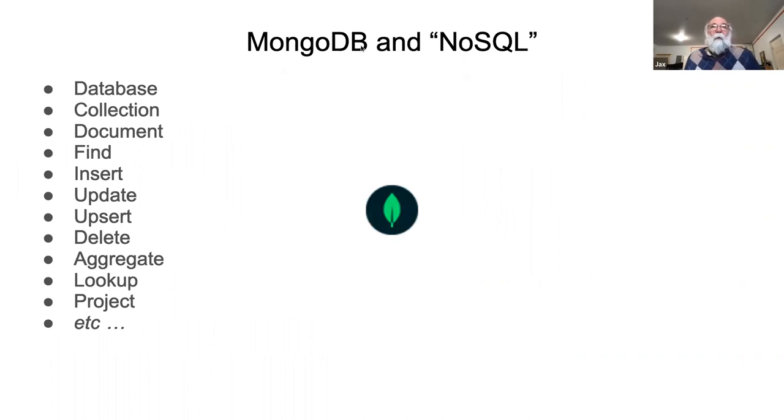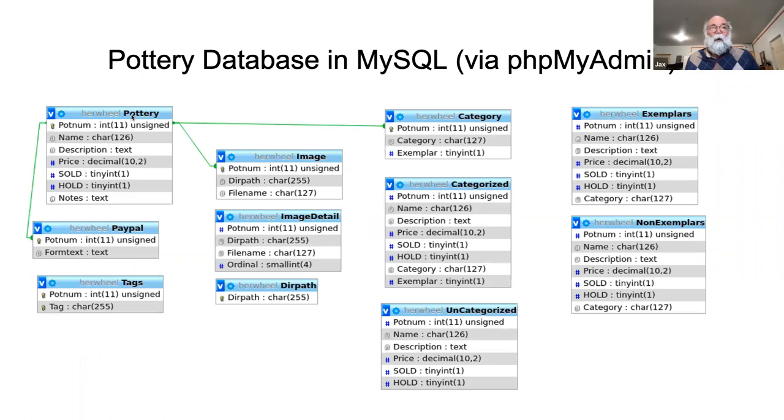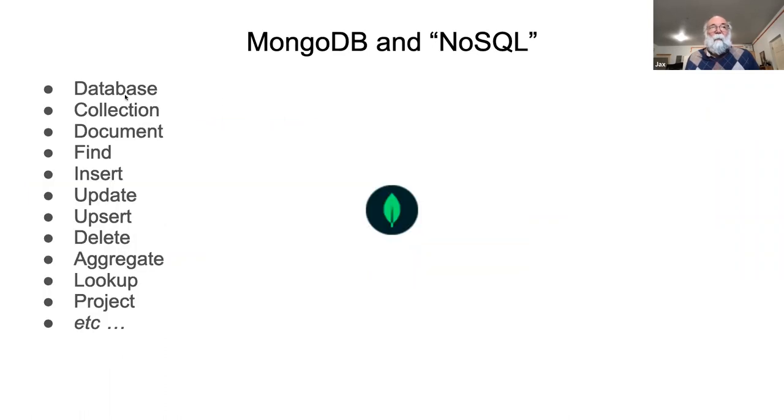Okay, so MongoDB from the NoSQL world takes a very different approach. The hierarchy there is database, collection. You've got a Mongo installation, and you can have umpteen databases. Each database can have umpteen collections in it. And a collection is a collection of documents.